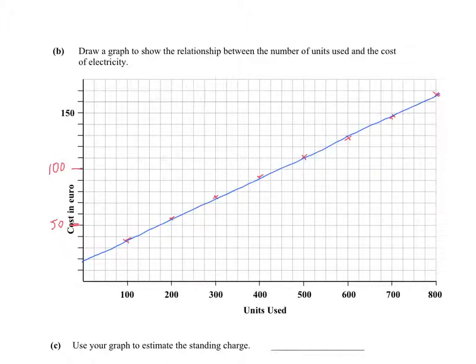Now, as I said to you, mine's not particularly accurate, and I can tell you why I know that, because part C asks you to estimate the standing charge. So the standing charge is the amount that you get irrespective of how many units you use. Generally speaking, you can get that by appreciating, well, what if you had no units used? So what we're talking about here is the intersection with the y-axis. Where is this line intersecting with the y-axis? Well, it looks as though it's about 18. So what I should do is write down the fact that it's 18 euros.